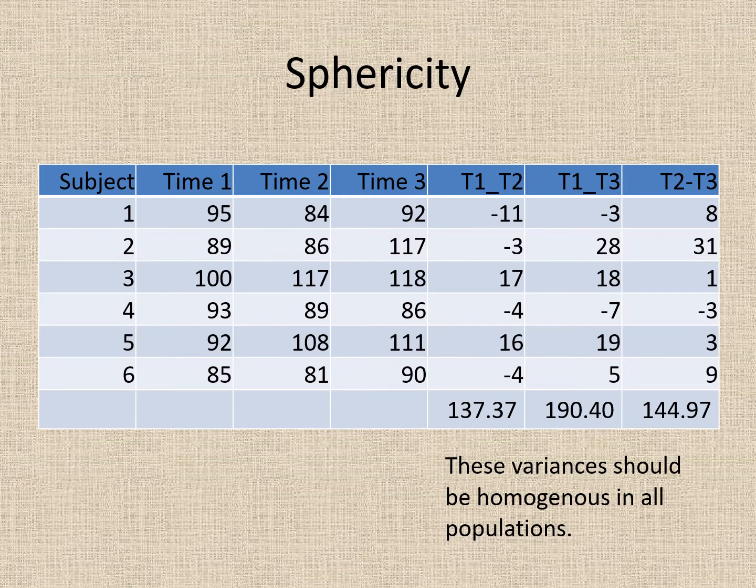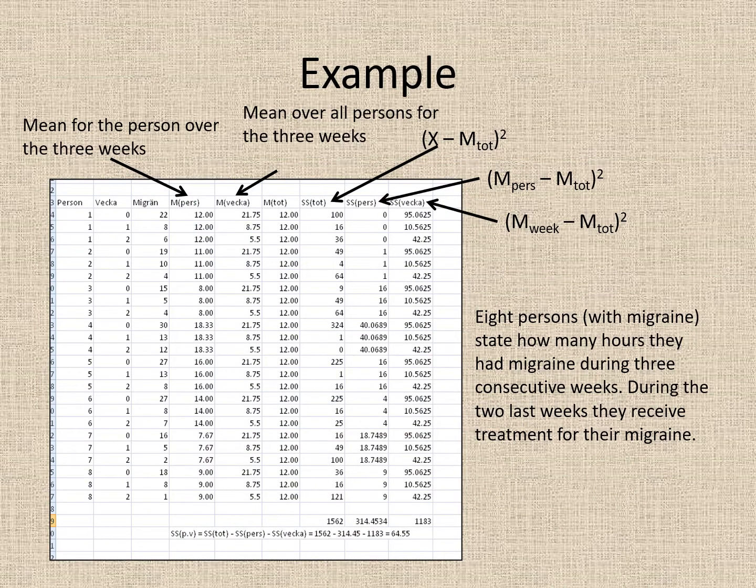Okay, let's have an example here. So we have 8 persons with migraine, and we measure them on 3 occasions. Week 0, baseline, 1 and 2. After 1 week of treatment, after 2 weeks of treatment. So level of migraine on the different occasions for the different individuals. We can calculate the personal mean. So individual 1 over the 3 weeks has a personal mean of 12. Person 2 has an individual mean of 11, and so on.